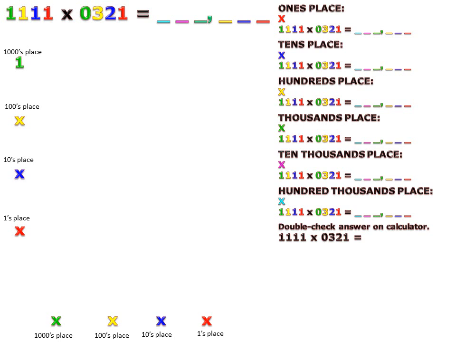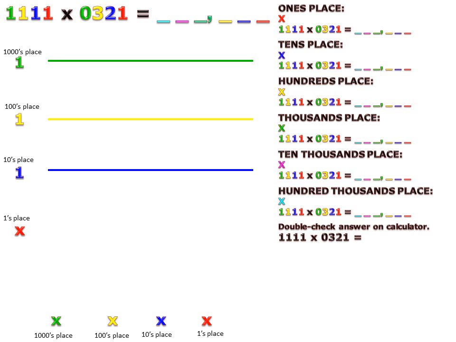There's our 1 in the thousands place, represented by one horizontal green line. There's our 1 in the hundreds place, represented by a yellow horizontal line in the hundreds place. There's our 1 in the tens place, represented by that horizontal blue line. And there's our 1 in the ones place, represented by 1 red horizontal line.